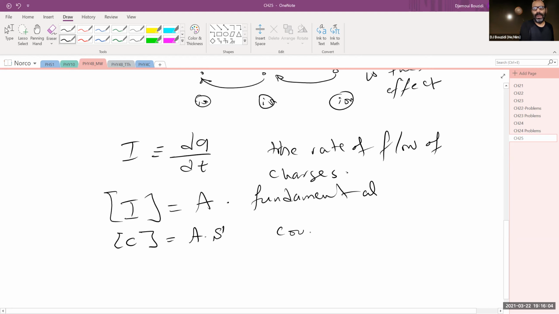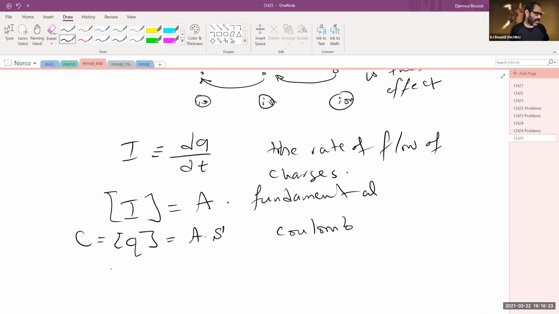So this is the coulomb, which is really an SI unit, just like the newton and the pascal and everybody else, but it is not a fundamental unit. The coulomb that we have introduced, the unit for charge, was a derived unit in terms of the more fundamental unit, which is current.